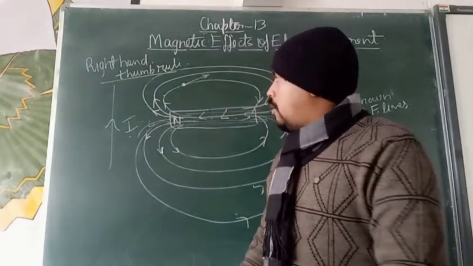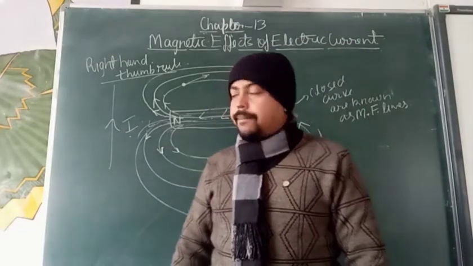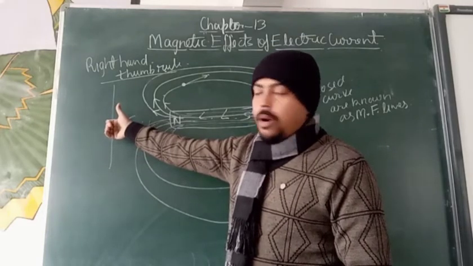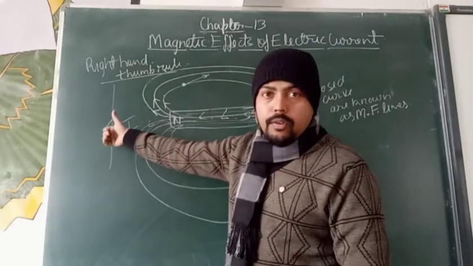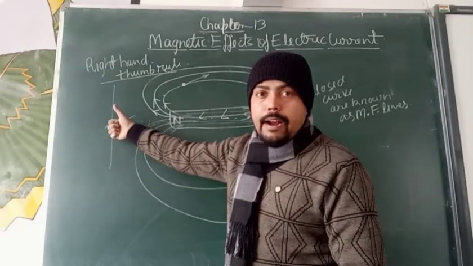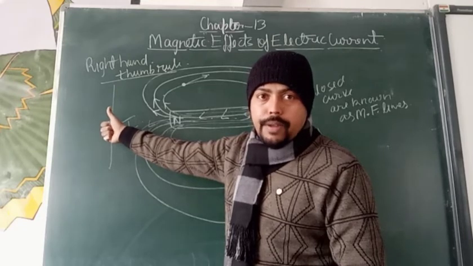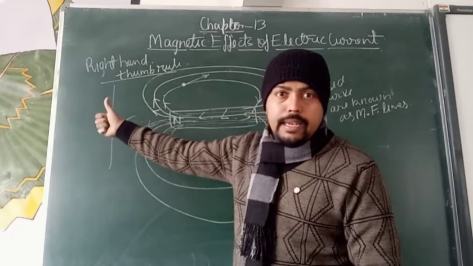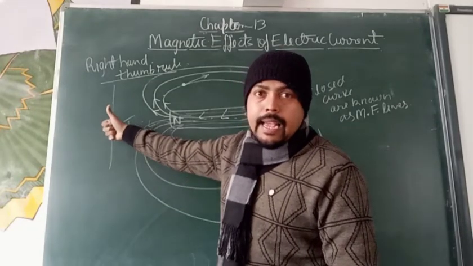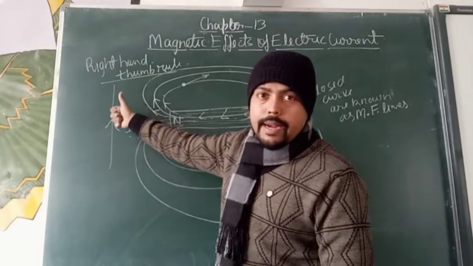If we want to calculate the direction of the magnetic field, then the right hand thumb rule says that we have to place our thumb along that wire, and we have to hold that wire by curling our other four fingers. So we will be holding this wire like that, and the thumb will be pointing along the wire.